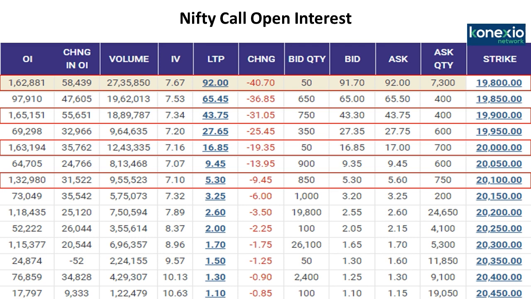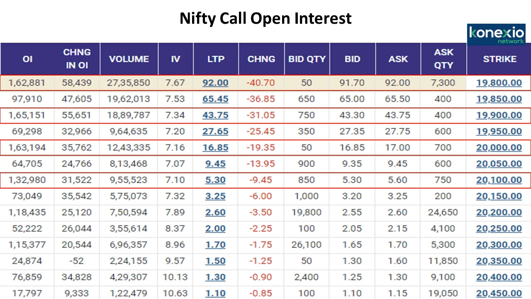Yes, we might see some sort of cool off in the initial day, maybe in the first half on Monday, but that cool off should be used as a buying opportunity at the lower levels. Now, as I said, 19,800 should be the immediate resistance. If Nifty crosses and closes above those levels, then we might see a rally for the week.